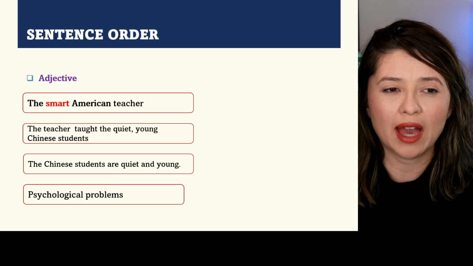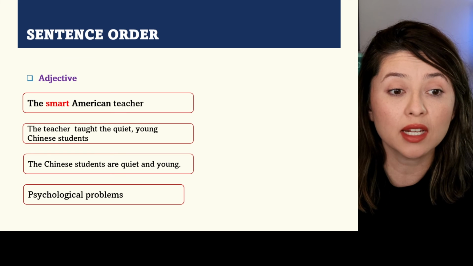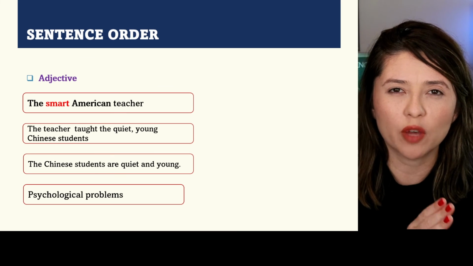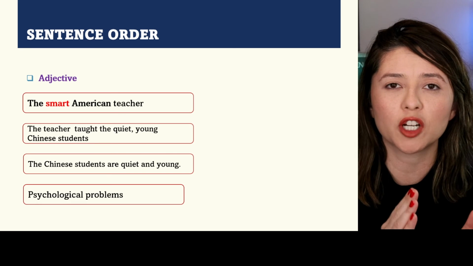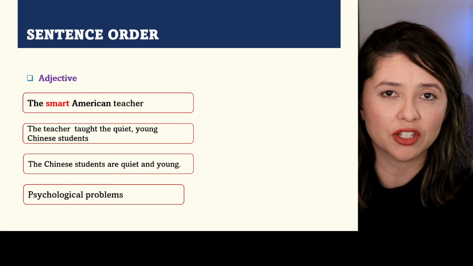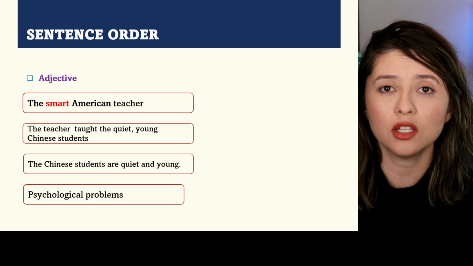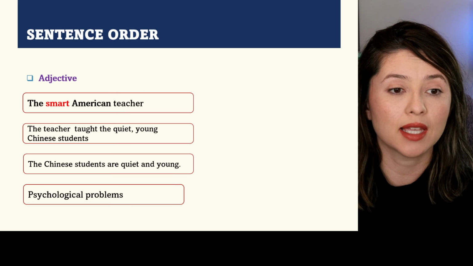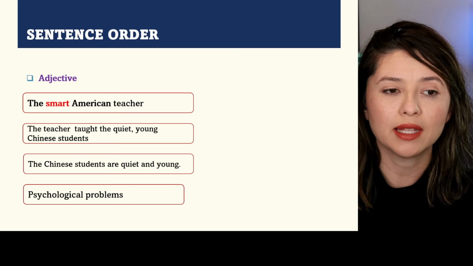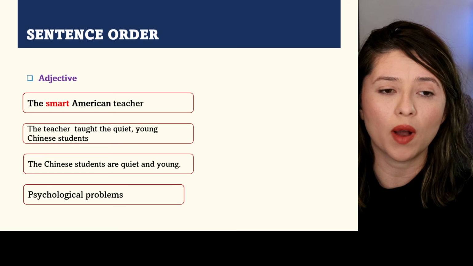Another way of using adjectives in a sentence is to add a verb to be. So the Chinese students are quiet and young. So you can have your subject and the correspondent verb to be, and then quiet and young, which are the adjectives, the words that are describing it. So I can say the American teacher is smart. I can say the quiet young Chinese students were taught by the American teacher or by the teacher. The Chinese students are quiet and young.